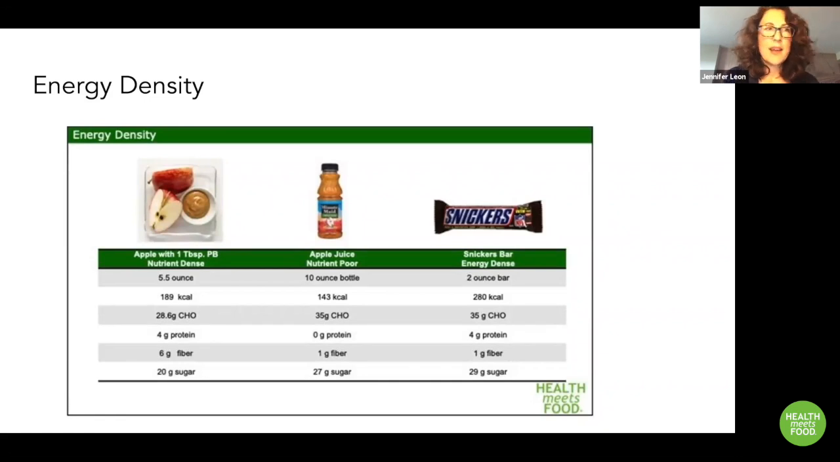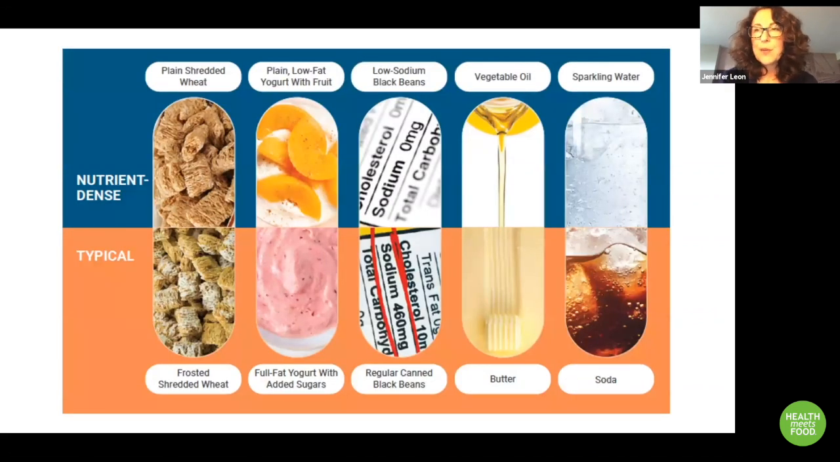Here's the next slide, another group of examples of how to explain this to your patients. At the top, we have a comparison of nutrient dense items with similar foods that might be more typical of the standard American diet at the bottom. So if your patient is considering cereal, at the bottom you have the frosted shredded wheat. But if you just take out that added sugar, you're left with a whole grain in plain shredded wheat, and you could add fruit to give it sweetness and other flavor.